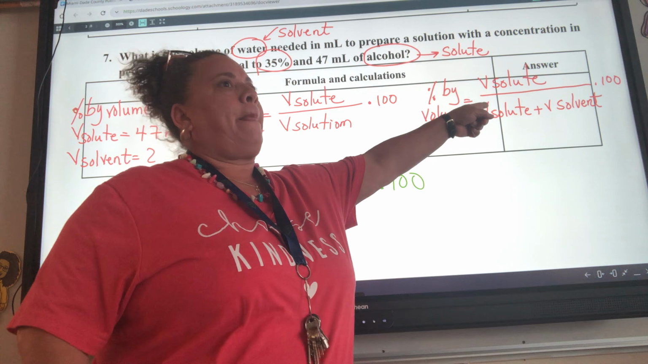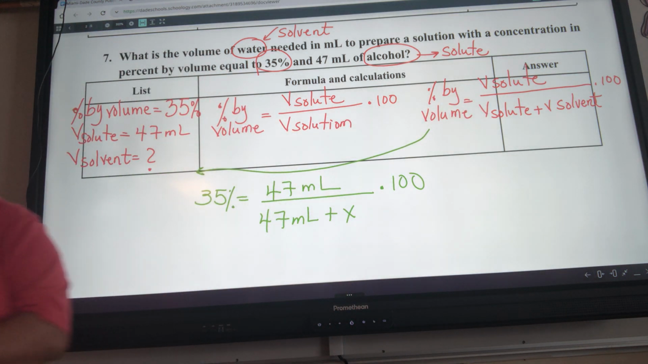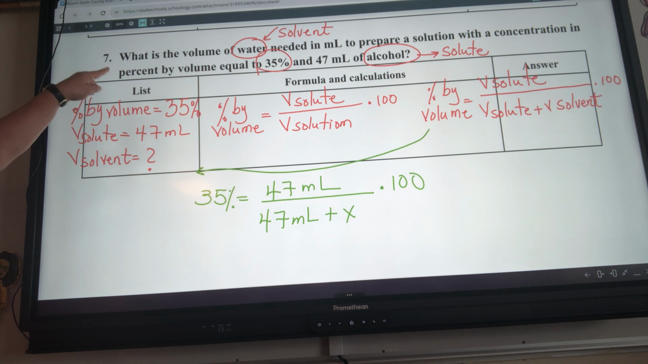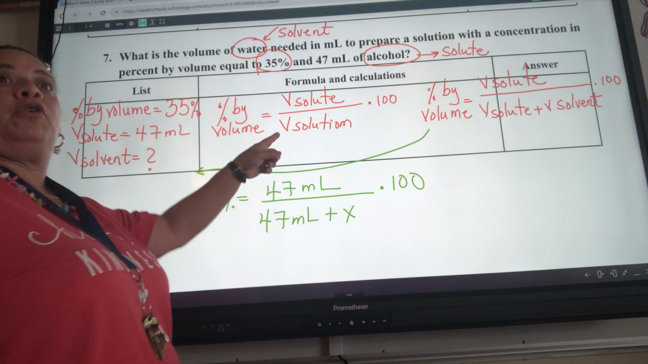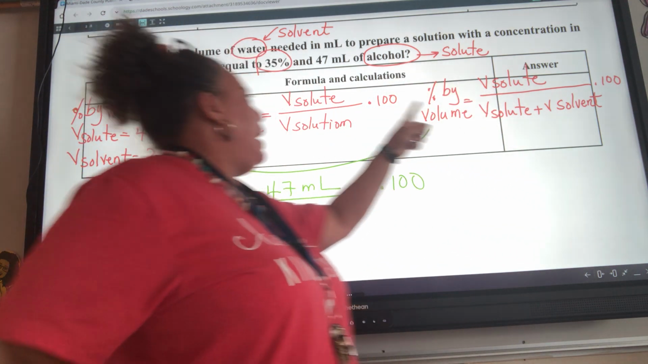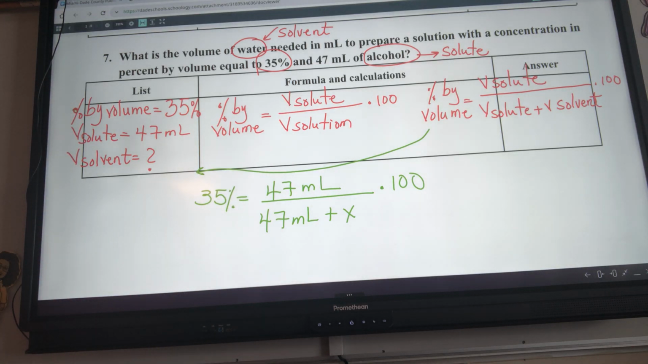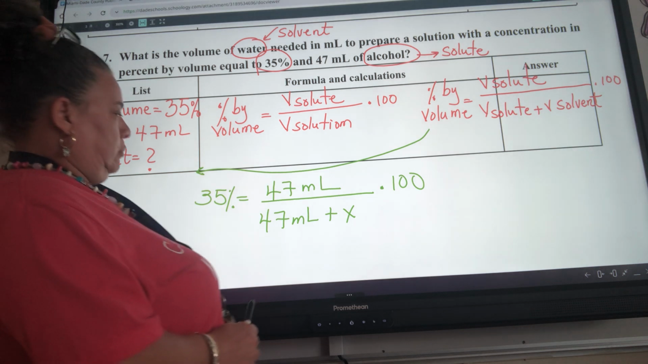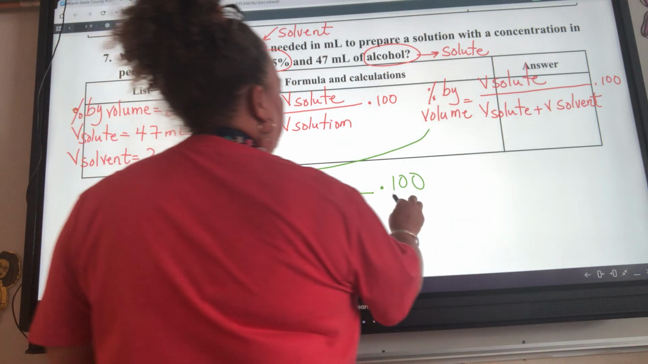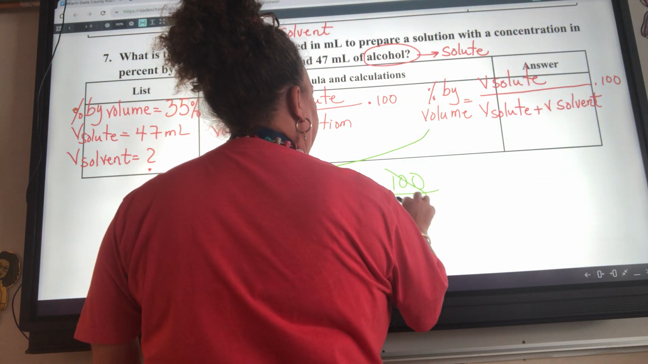Is this formula different from this one? What makes a solution? The solute plus the solvent. Do I have information over here about the solution? So I need to split that up. It's the same formula. I'm expanding because I don't have the volume of the solution. I'm going to continue here because it cancels.